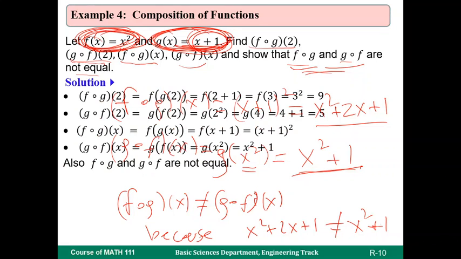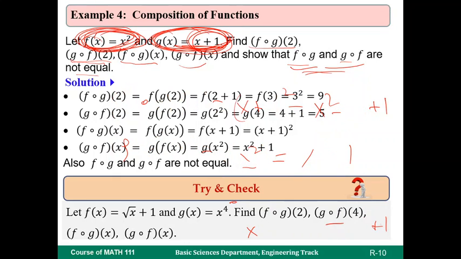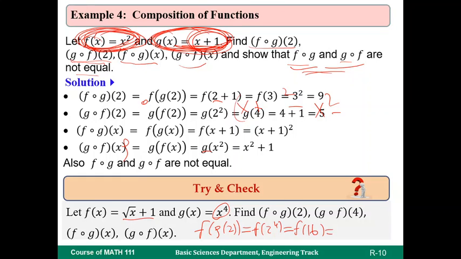Okay, here it is done this way. Okay, let's do this try and check exercise here. I will make it quick here. This one here is f of g of 2, and g of 2 is 2 to the 4th, so it will be f of 2 to the 4th. This is 16, so it will be f of 16, which is equal to square root 16 plus 1, which makes 5. So I will say this is 5.